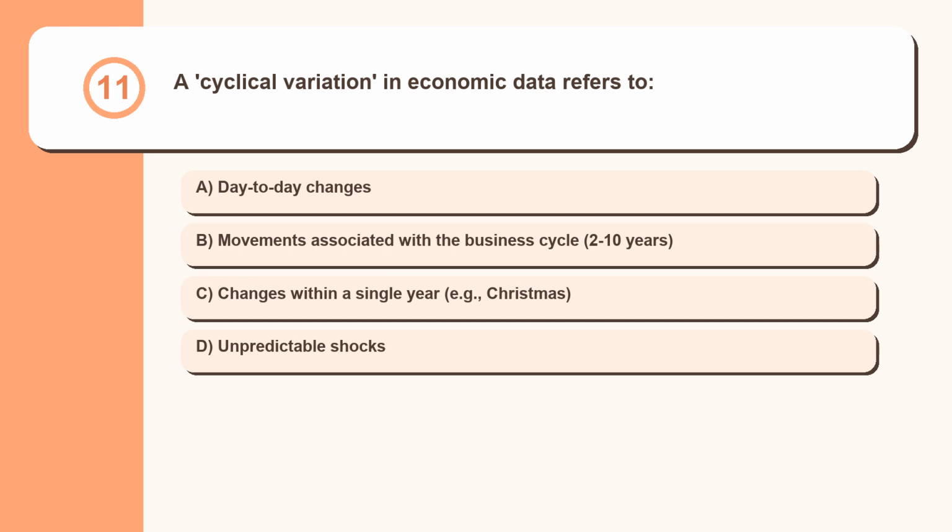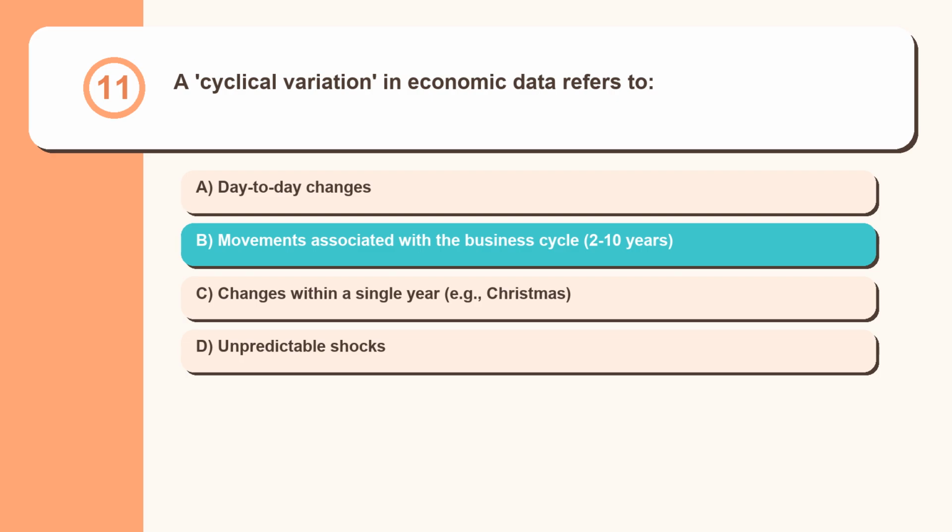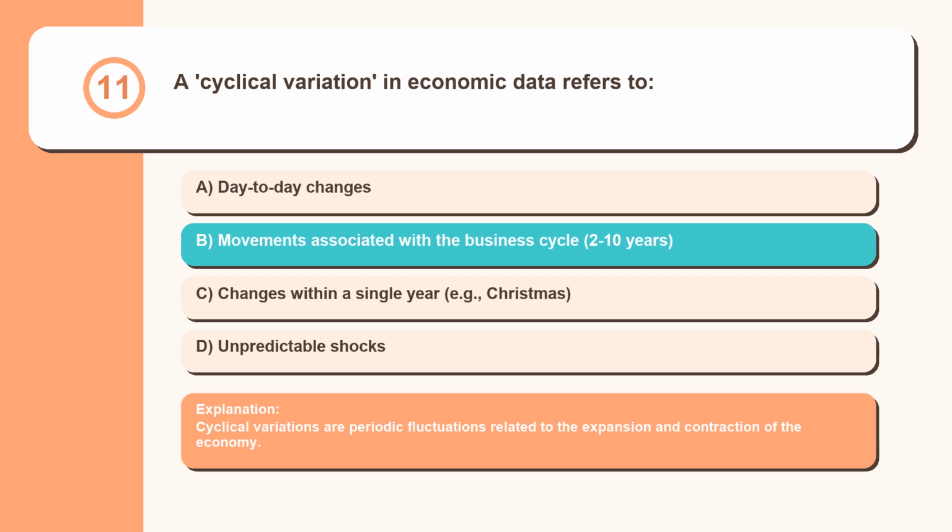Question 11. A cyclical variation in economic data refers to day-to-day changes, movements associated with the business cycle, 2 to 10 years, changes within a single year, for example Christmas, unpredictable shocks. Cyclical variations are periodic fluctuations related to the expansion and contraction of the economy.